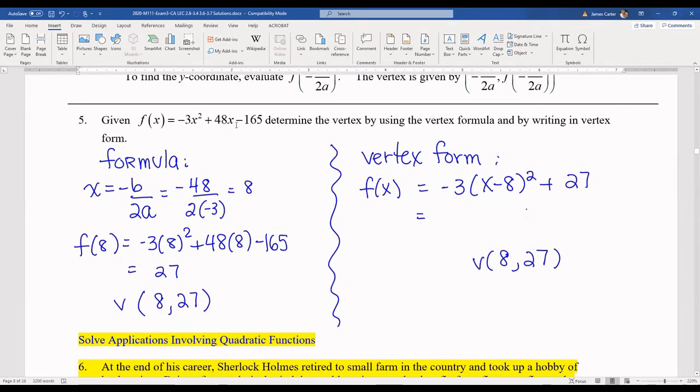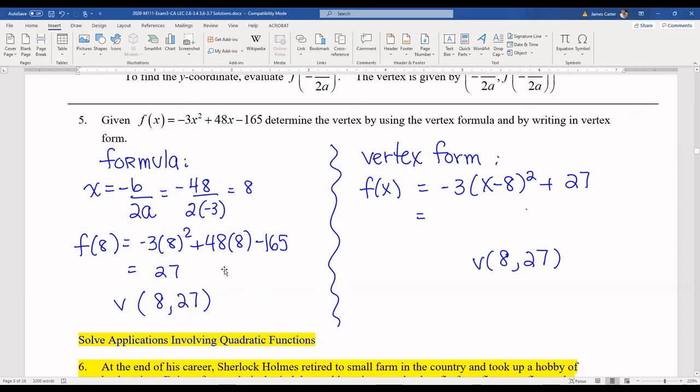Okay, here's the equation. Determine the vertex from the formula. So we take the negative b over 2a, gives us negative 48 over 2 times negative 3. Simplify that and you get positive 8. So x equals 8 is the line of symmetry, and 8 is the x value of the vertex. Now we take that 8 and substitute it into the equation, and we get 27. So our vertex is the point 8, 27.